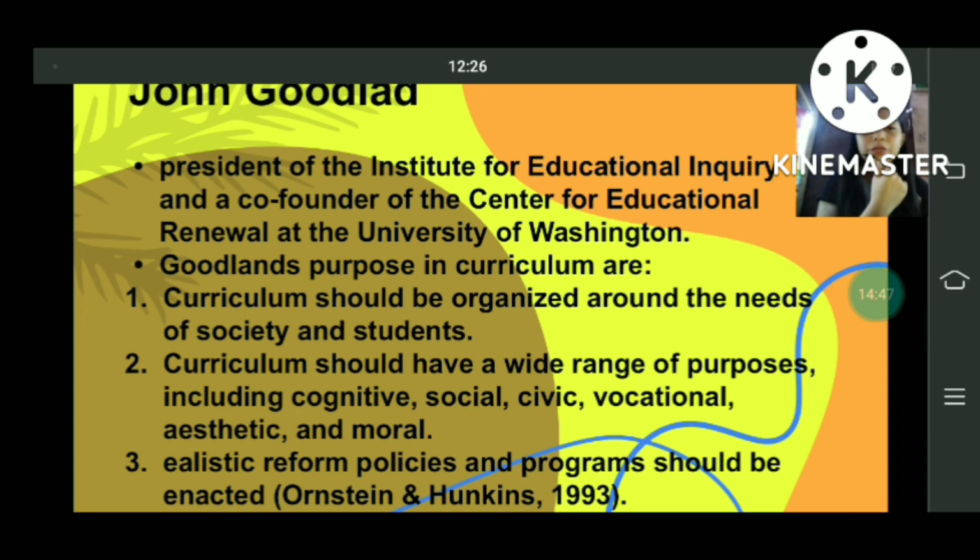Second, curriculum should have a wide range of purposes including cognitive, social, civic, vocational, aesthetic, and moral. Third, realistic reform policies and programs should be enacted.